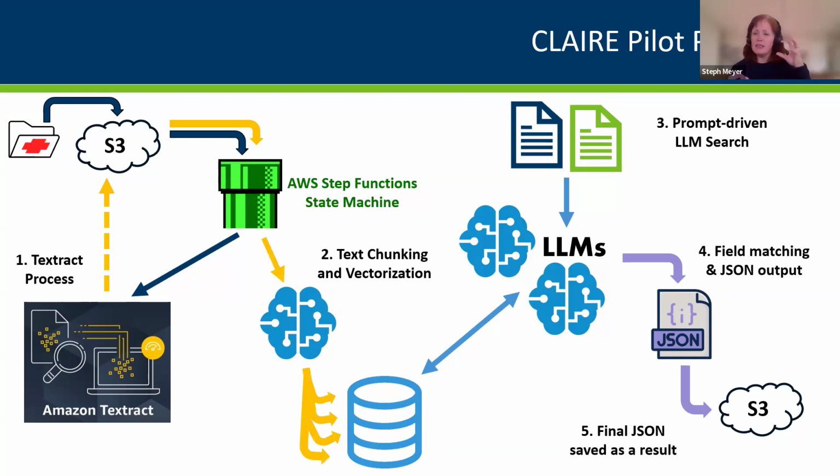We're chunking that text into vectors, putting them in a vector store. We're using prompts and various large language models to search the vector store for those concepts. And then we're saving an output with the answers to all of our questions. That's a full pipeline to give us one big piece of output for one chart. And then we're repeating that over and over again for all of the charts in this pilot project.